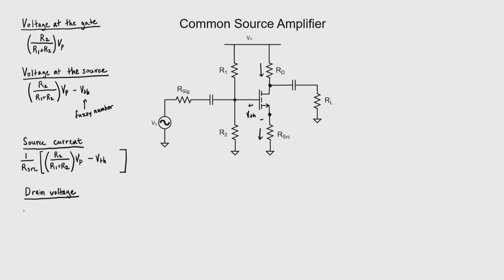The voltage here is going to be my power supply dropped by the current times the resistance. We have the current right here, so I just need to multiply it times the resistance R sub D.